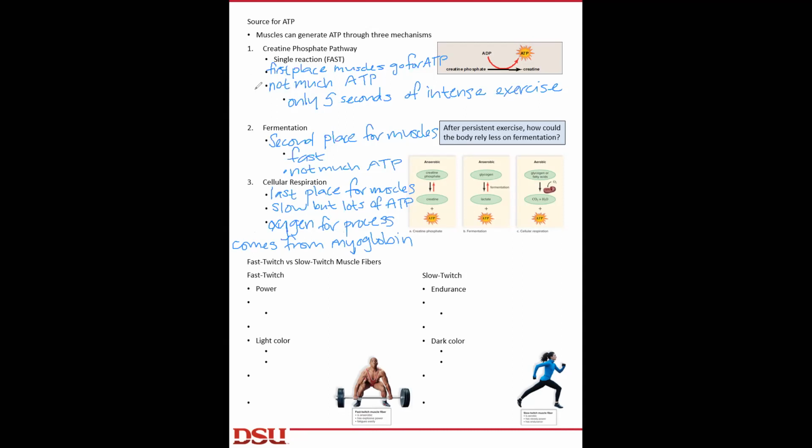So these first 2 pathways, the creatine phosphate and the fermentation, these are both anaerobic, meaning oxygen is not required. Part of what makes it so fast. Aerobic respiration, obviously, is cellular respiration. And we know that oxygen absolutely has to be there. It's that final electron acceptor.